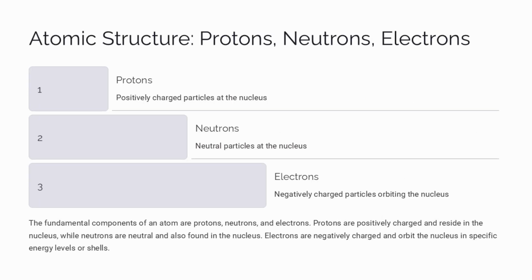The fundamental building blocks of an atom are protons, neutrons, and electrons. Protons are positively charged particles located in the nucleus of the atom. Neutrons are neutral particles also found in the nucleus. Electrons are negatively charged particles that orbit the nucleus in specific energy levels or shells. Together, these three subatomic particles make up the structure of every atom. Understanding the role and properties of protons, neutrons, and electrons is crucial for comprehending atomic structure and the behavior of matter.